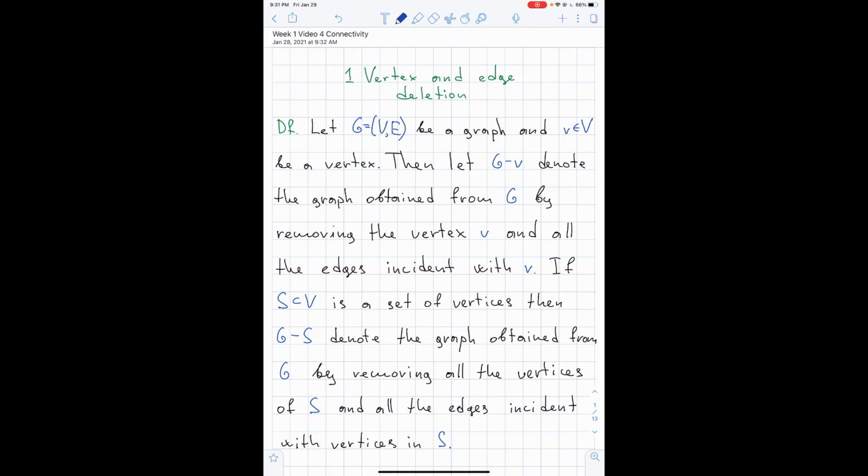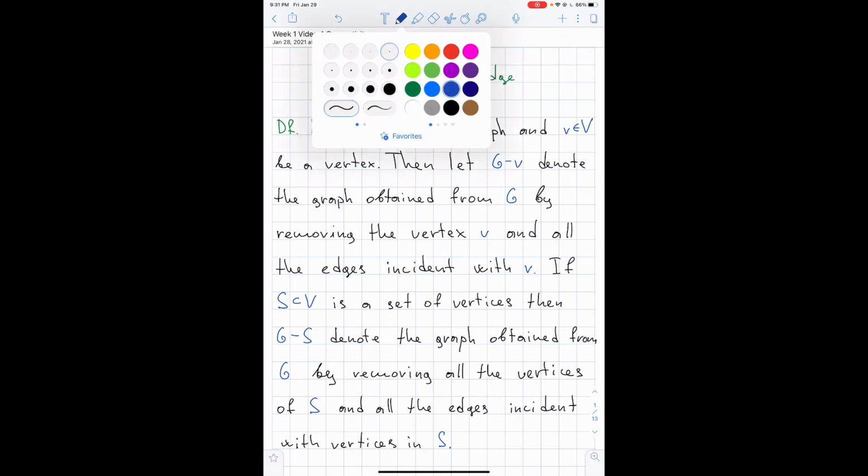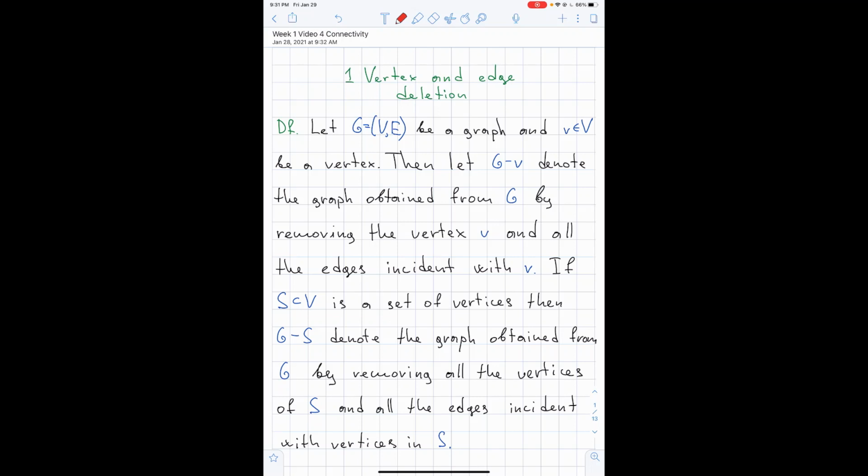Hello everybody, so we continue talking about graphs, and today we'll start by talking about vertex and edge deletion. So here is the definition.